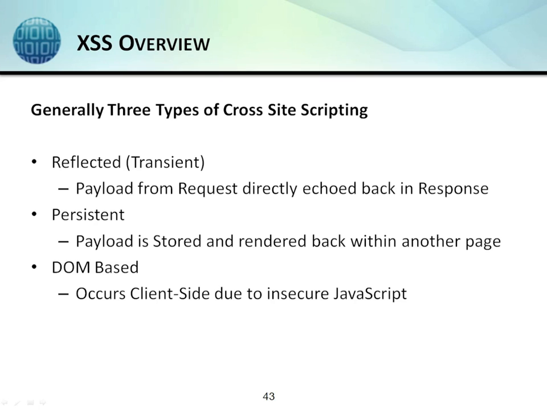So there's generally three types of cross-site scripting. Reflected, also called transient, is where the input is literally just echoed right back in the response. Then you have persistent, where the payload actually gets stored within the application, and then it's subsequently rendered on another page, which executes when viewed. And then there's DOM-based, which is due to insecure client-side JavaScript. So you just have some JavaScript code running in the browser that's getting user-controllable input and then passing it to an insecure function like eval, or writing it directly into the DOM with document.write.